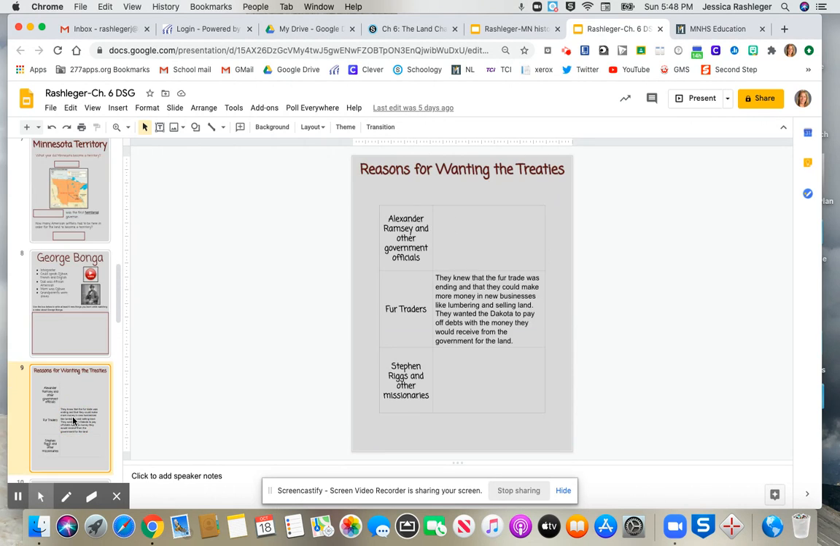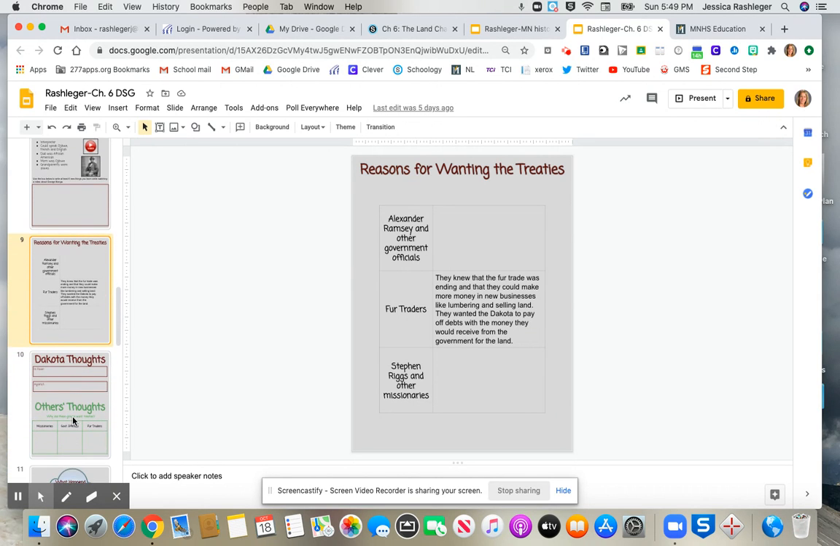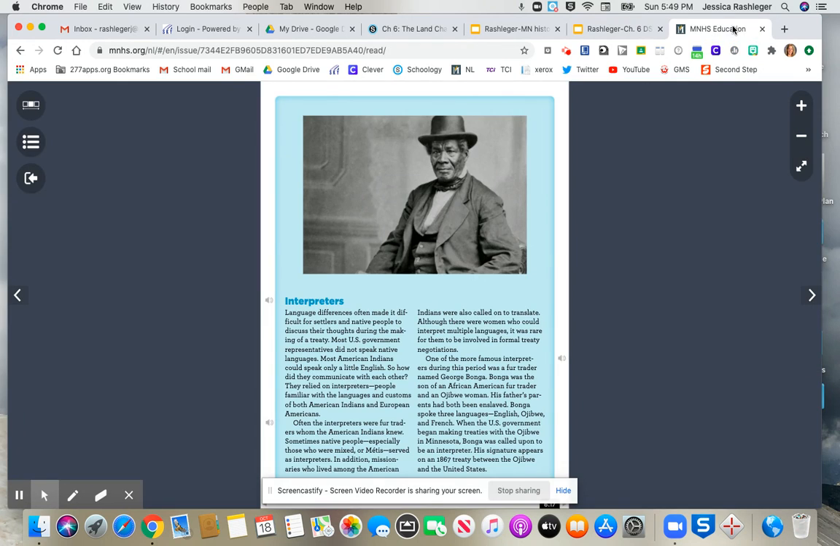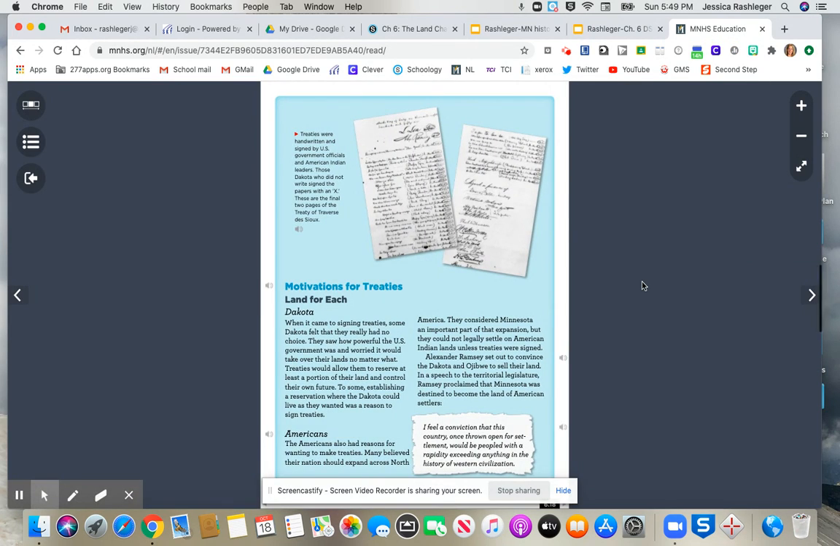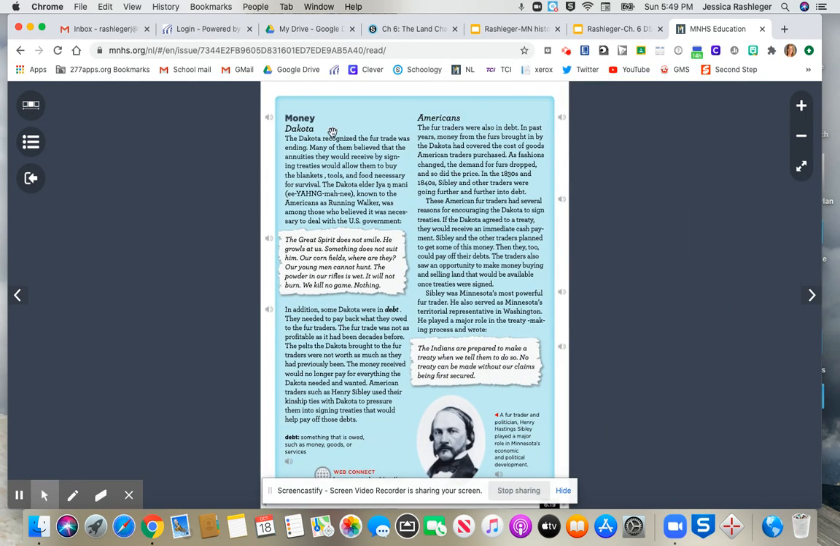Okay, now the next 2 slides kind of go together, slides 9 and 10. And this is all on treaties. We're starting a very important section on learning about treaties that the Native Americans signed with the U.S. government. So it starts here. It's called Motivations for Treaties. First, they're going to talk about land, and then they're going to talk about the Dakota in this section, and then the Americans. When you go to the next page, they're going to talk about this motivation is money.